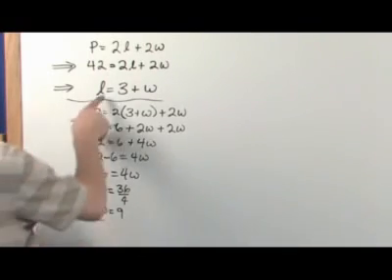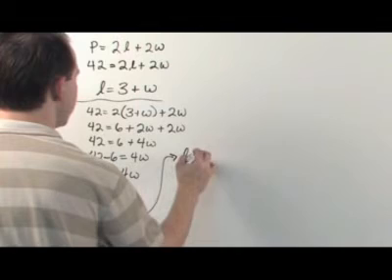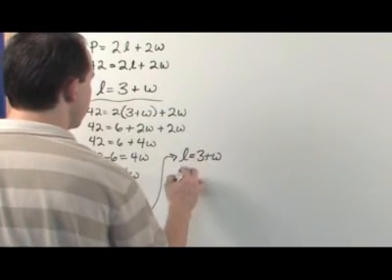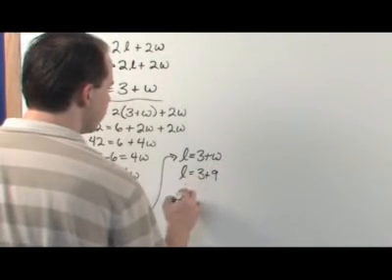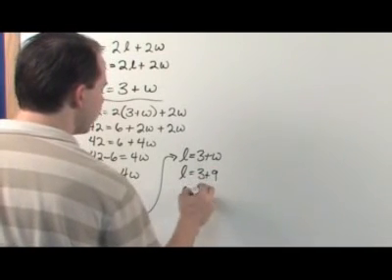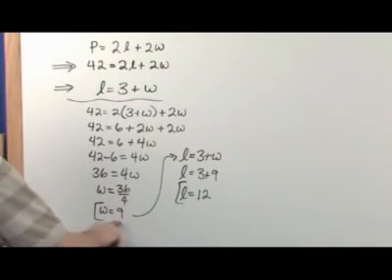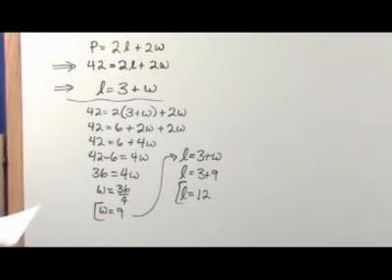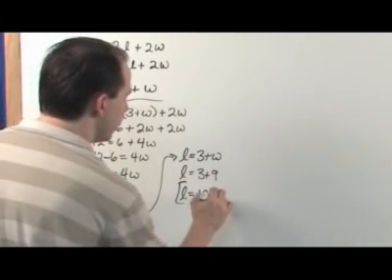So I'm halfway home. To find the length, I just use my other equation here that I have. L is equal to 3 plus W. So the length is equal to 3 plus the width, which was 9. So the length is equal to 12. Okay? Width is equal to 9, length is equal to 12. And this is all in inches because the problem was dealing with inches.